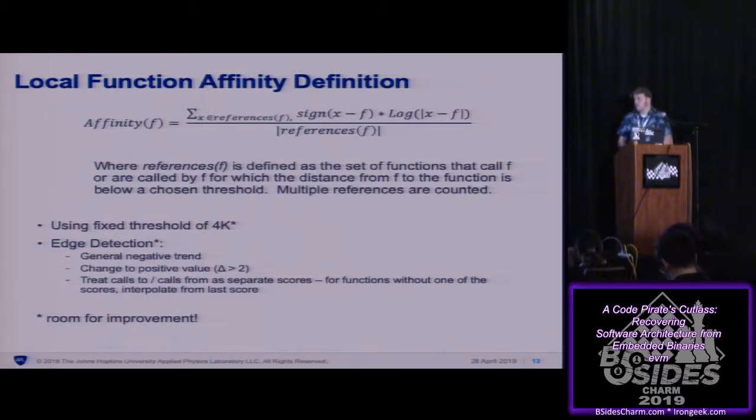I also have to detect edges. The way I do that is the edge detection metric looks for a negative trend and then a switch back to the positive, which turns out to be about a change of 2 with this score, and we call that an edge. We just kind of made that up. Seems to work.